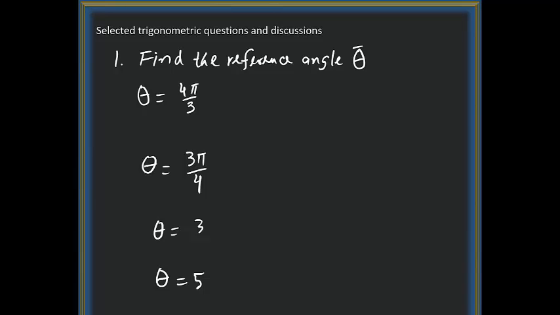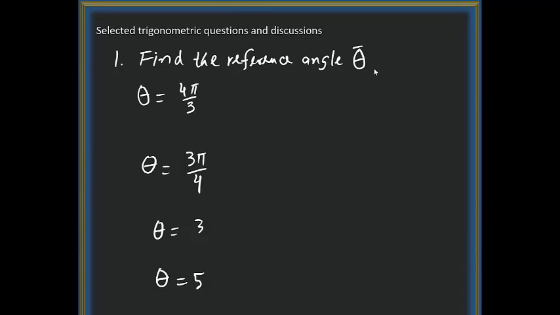Selected trigonometric questions and discussions. So we are given a couple of angle measurements, like theta is 4 pi over 3, 3 pi over 4, 3 radians, 5 radians. We need to find the reference angle.